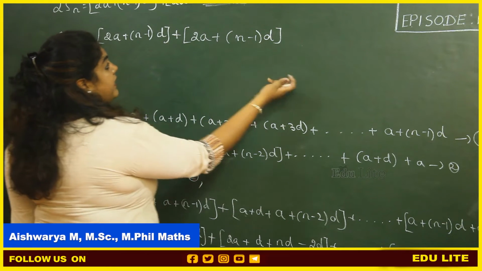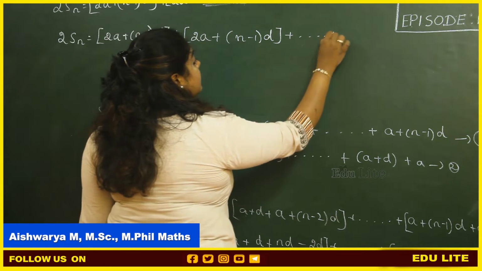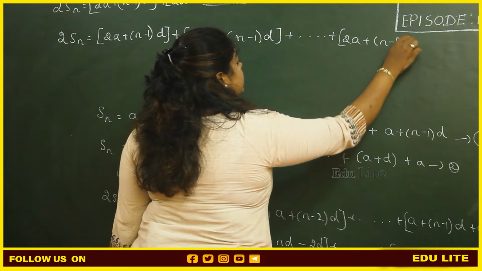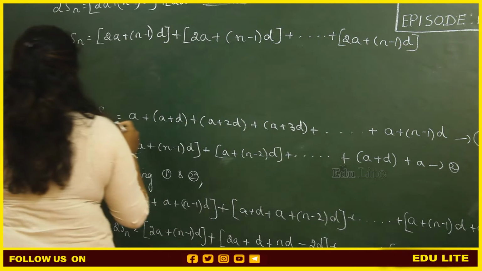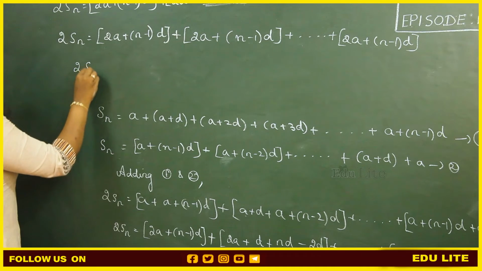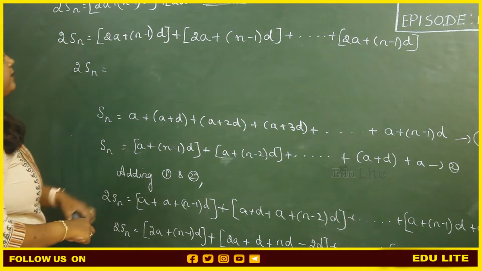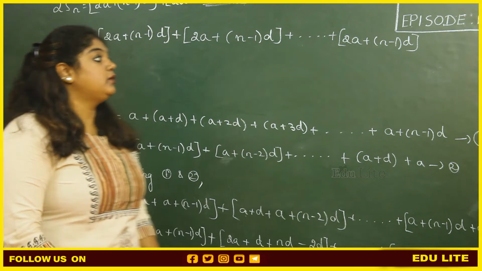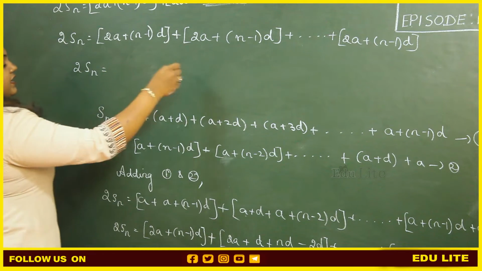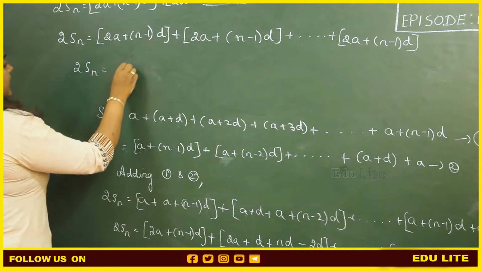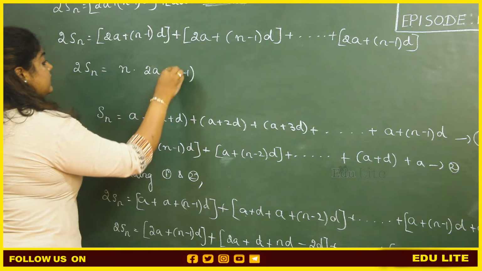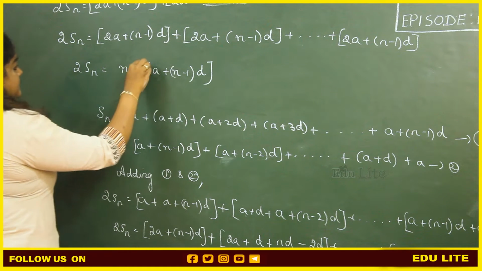Therefore, it has become n minus 1 plus, and so on, 2a plus n minus 1 into d. So if you see in this step, 2Sn is equal to the same term, which is repeated up to n times. Therefore, we can write the above equation as n times 2a plus n minus 1 into d.